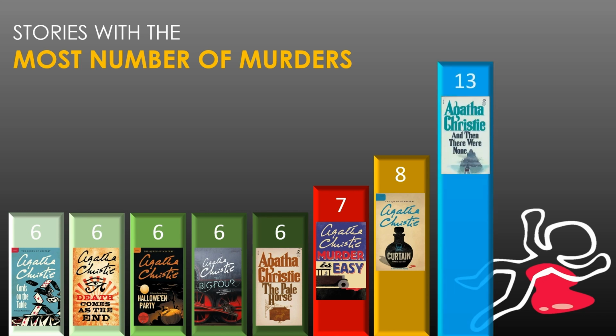The novel And Then There Were None has the highest death count at 13. It features a unique premise where 10 individuals with dark secrets are invited to a secluded island. As the story unfolds, they find themselves trapped and start dying one by one, with 3 other murders occurring outside the island. And Then There Were None is a suspenseful and intricately plotted novel, known for its clever twists and shocking revelations.